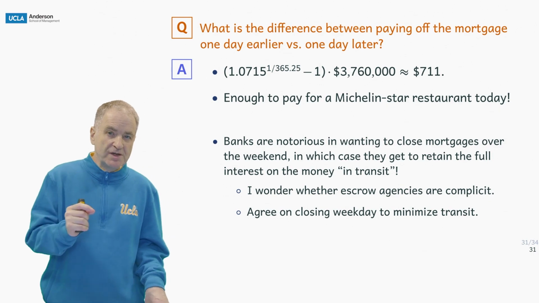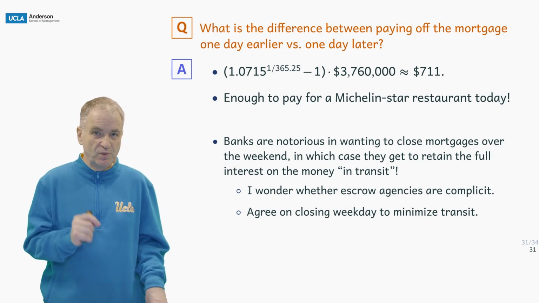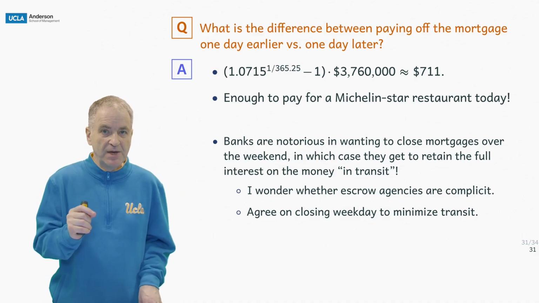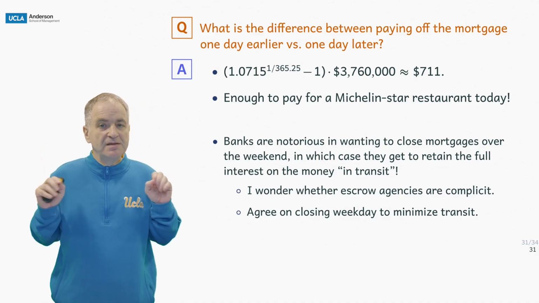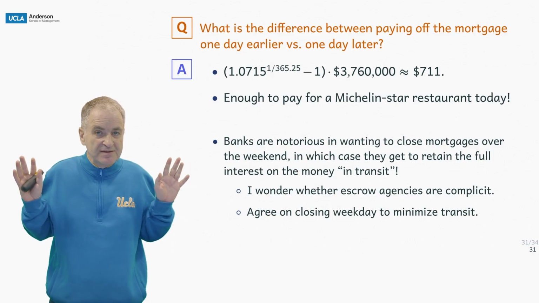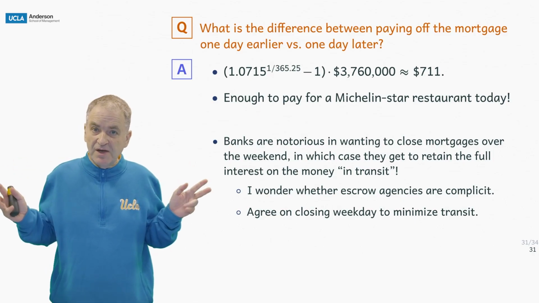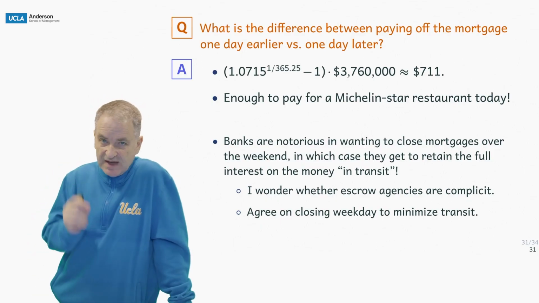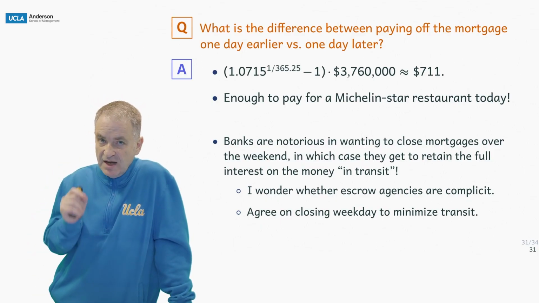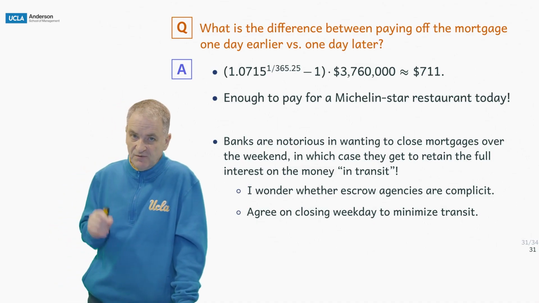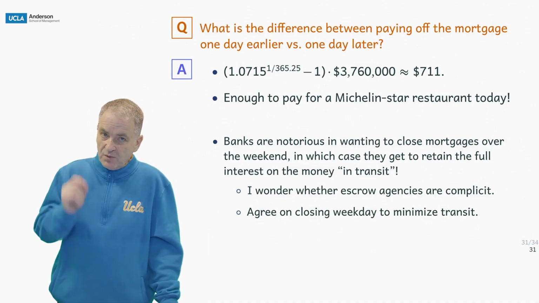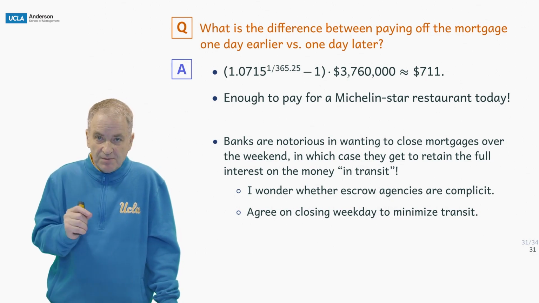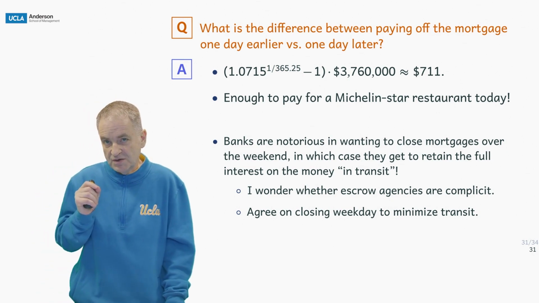Banks are notorious in wanting to close mortgages over the weekend, in which case they get to retain the full interest on the money in transit. There's no reason today why that has to be the case anymore, but it's money for them, so they've left it this way. I sometimes wonder whether these escrow agencies are complicit and are aware that this just makes more money for the bank. So, if I were you, I would agree only to closing on a weekday to minimize transit time. Like you want to close on a Wednesday.